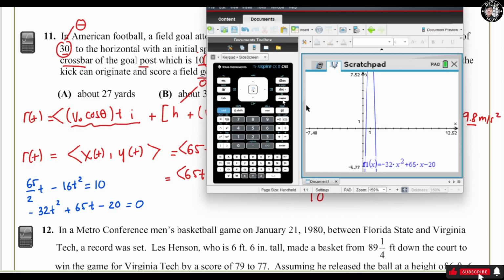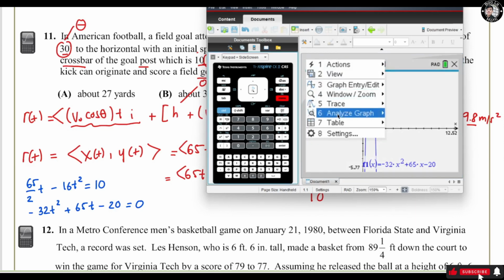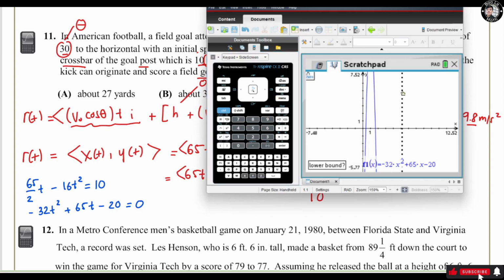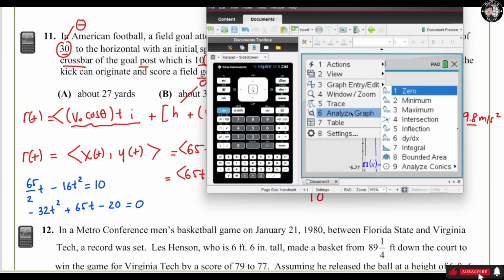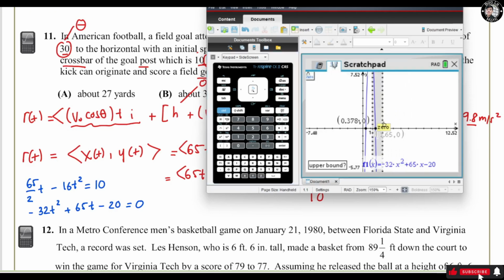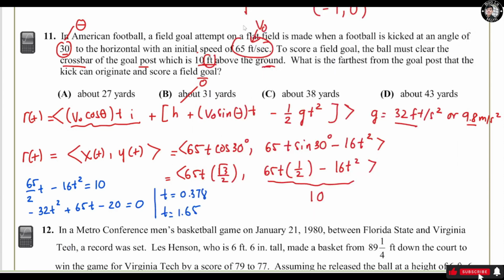So we need to press menu, number 6, number 1, go to the left, go to the right. We have the first 0 right here. Do exactly the same thing for the second one. We have the second 0 right here. So the first 0 is 0.378. The second one is going to be 1.65. Now, since the question says, what is the farthest from the goal, we need to pick this value right here.